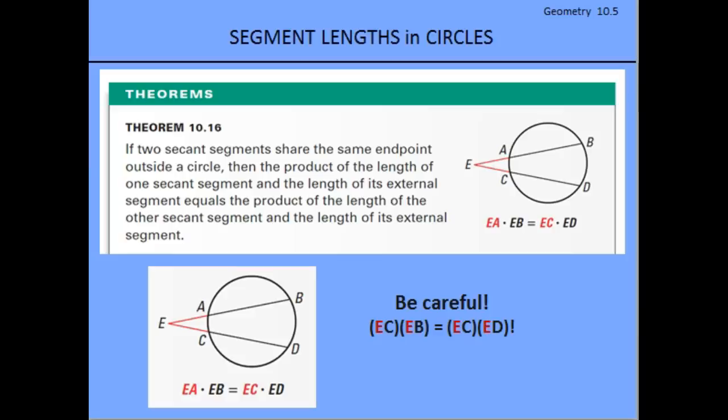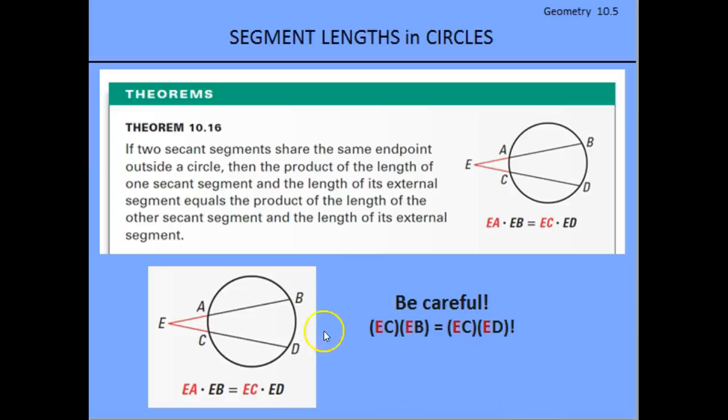Here's a theorem. If two secant segments share the same endpoint outside a circle, then the product of the length of one secant segment and the length of its external segment equals the product of the length of the other secant segment and the length of its external segment. Oh my goodness, that whole thing sounds like a tongue twister.